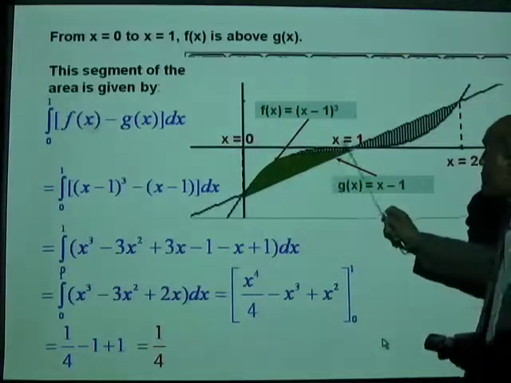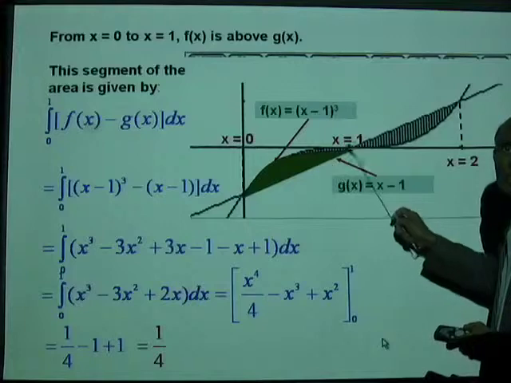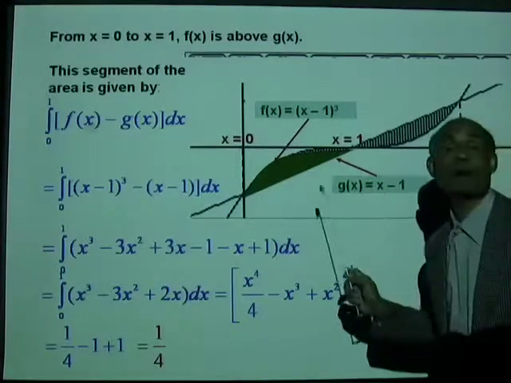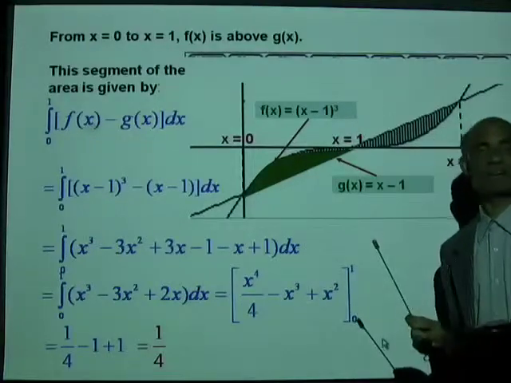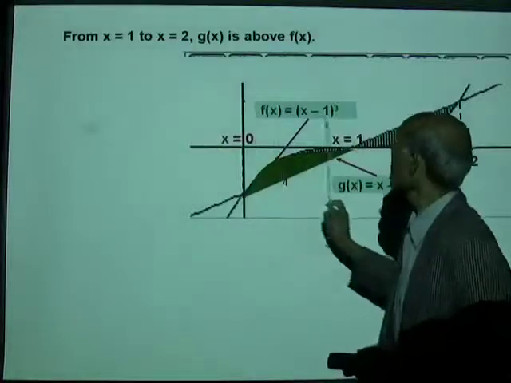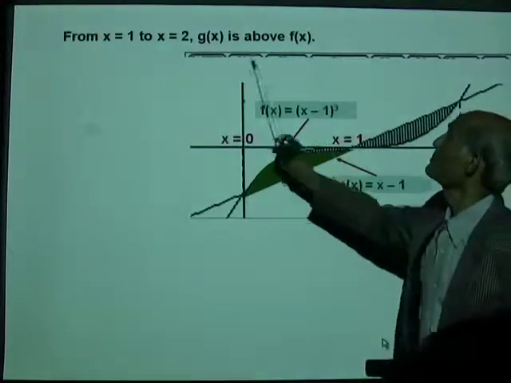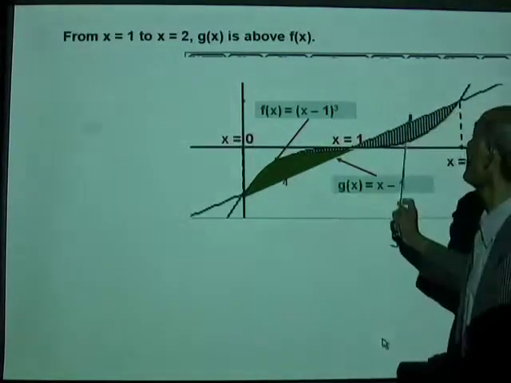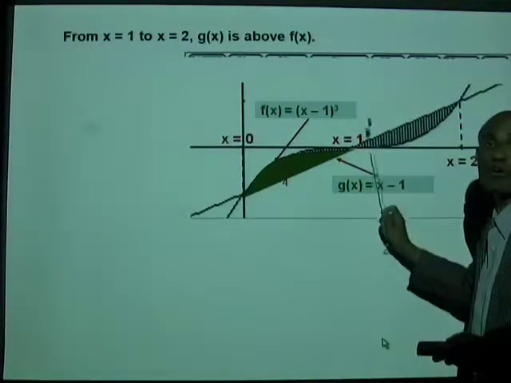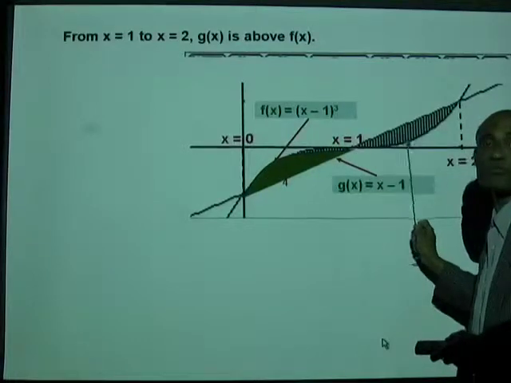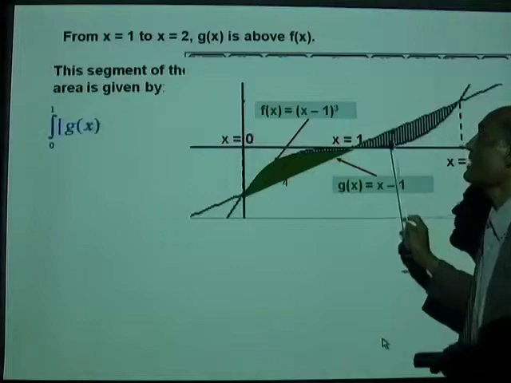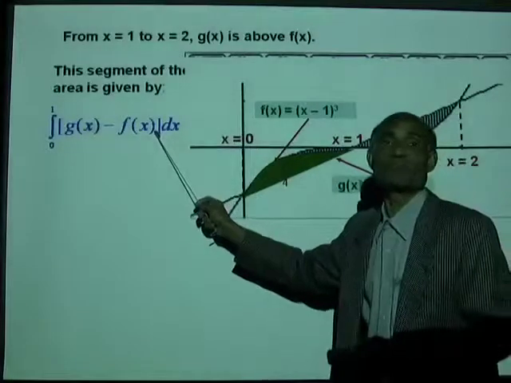Now, if you look at the symmetry of this, you probably think that yes, this area also looks about the same. But let's find that out. Okay, from x equal to 1 to x equal to 2, g of x is above f of x. So this integral is therefore integral x equal to 1 to x equal to 2 g of x minus f of x dx.